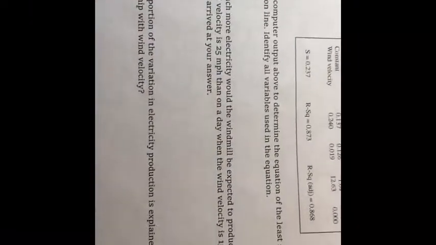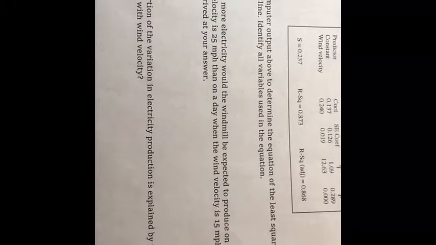So for question B on Quideo 2, the question is, how much more electricity would the windmill be expected to produce on a day when the wind velocity is 25 miles per hour than on a day when the wind velocity is 15 miles per hour? Show how you arrived at the answer.